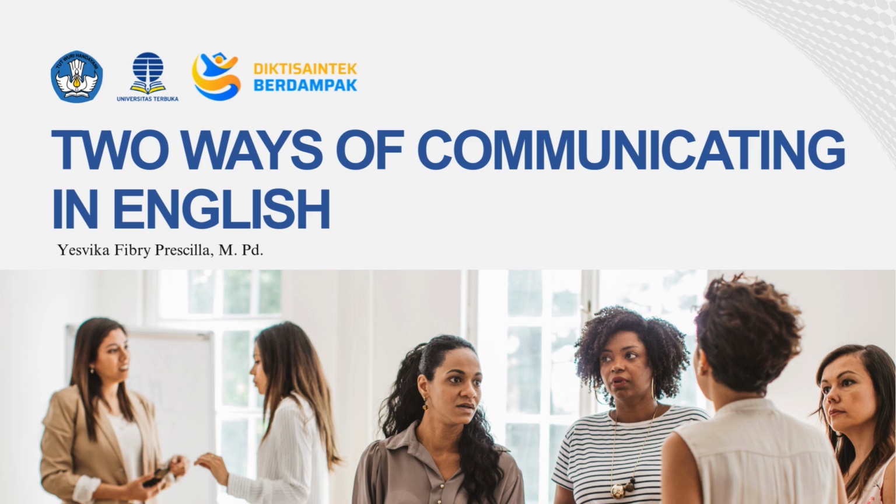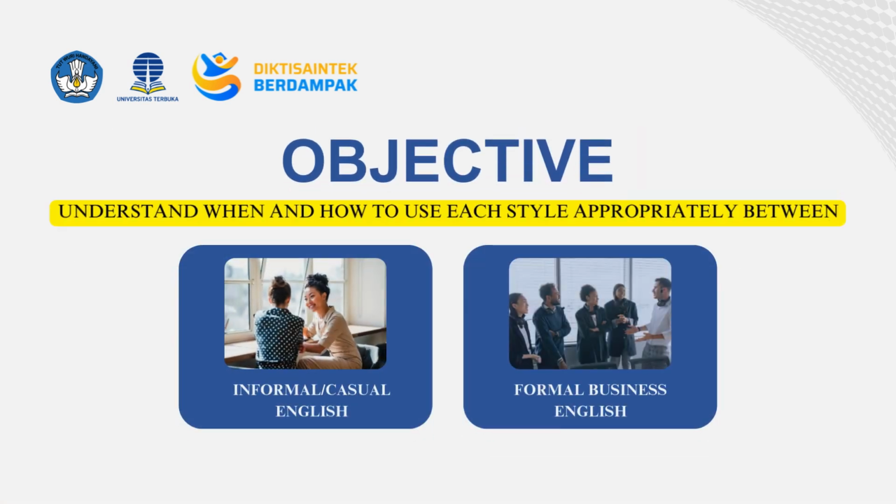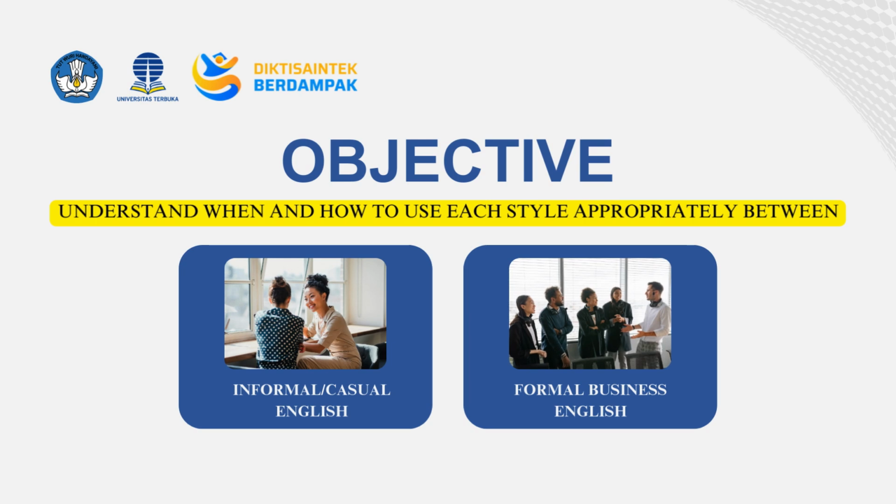In today's session, we will learn about two ways of communicating in English: informal or casual language, and formal language used in business contexts. So the objective of today's session is to understand when and how to use each style appropriately between informal or casual English and formal business English. These two styles are very important because using the wrong tone can make your message sound unprofessional or sometimes too distant. By the end of this session, you will be able to recognize when to use each style appropriately.